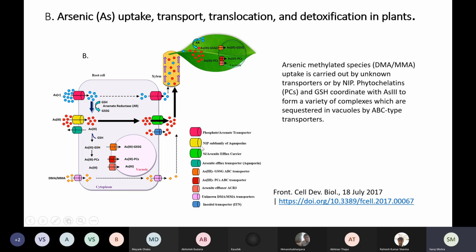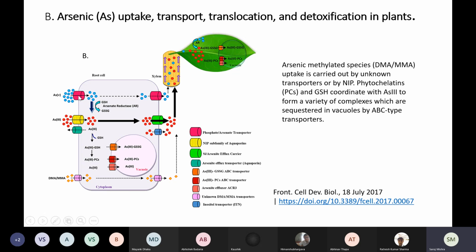So what you see here in the yellow is that subfamily. So aquaporins are a whole lot. There could be 10 families of aquaporins. One of them is the NIP subfamily. Okay, and that is the one which is actually used for transporting the arsenite, which is the trivalent form. So there are two different systems of transporters.